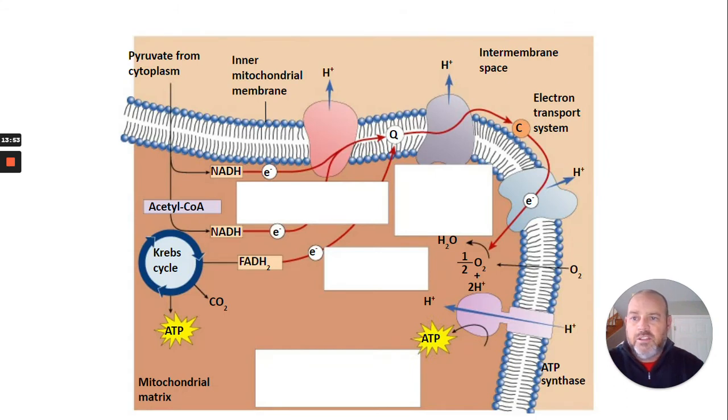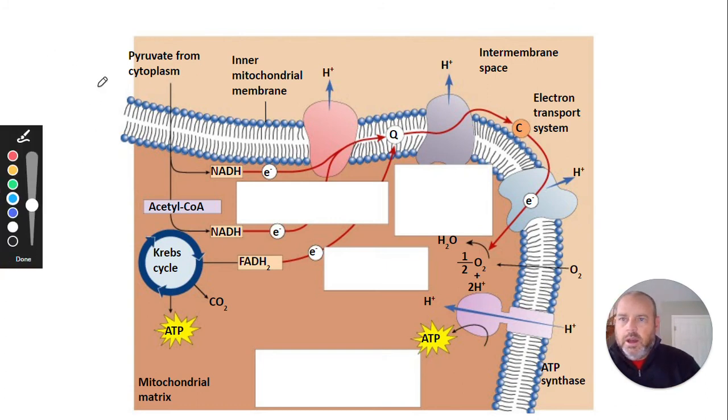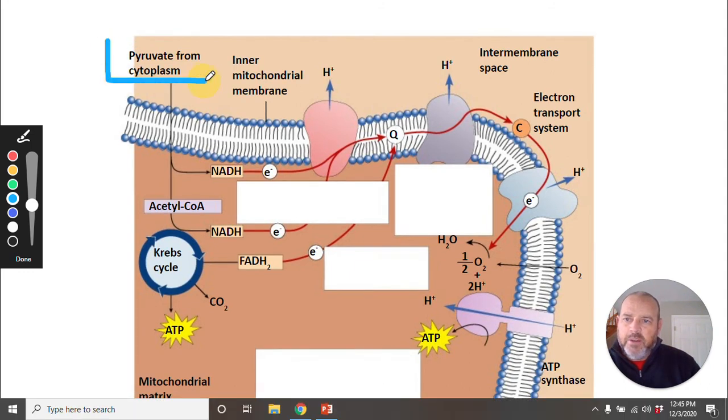All right, so we got a little diagram here, a little summary diagram. So just follow the things as they pop up. I will tell you before we get going. Here's the pyruvate from the cytoplasm. So what process is not on here?